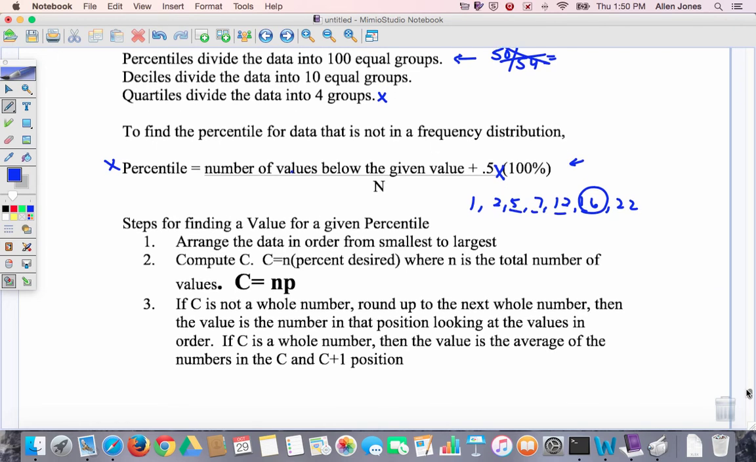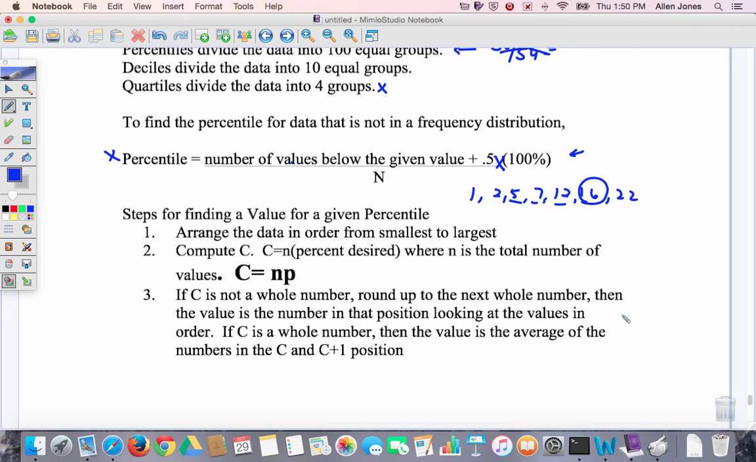Okay, so we can find the percentile rank for any number within a data set by following this procedure. If we go the other way and we want to find a number that corresponds to a given percentile, so maybe we want to find the 40th percentile, we go through these 3 steps. Regardless of what we're finding, we always have to arrange the data in order from smallest to largest. Notice I have these written in order from smallest to largest. That way I can count the numbers below it.